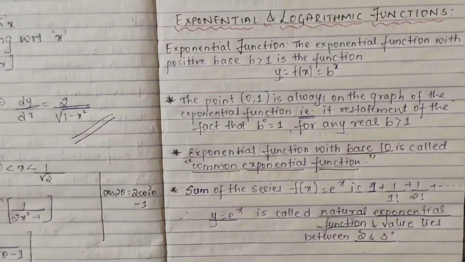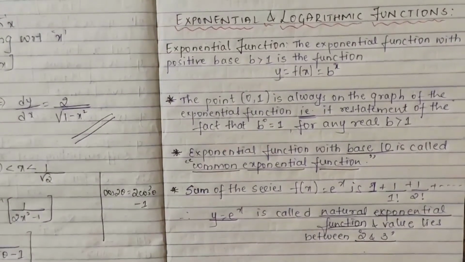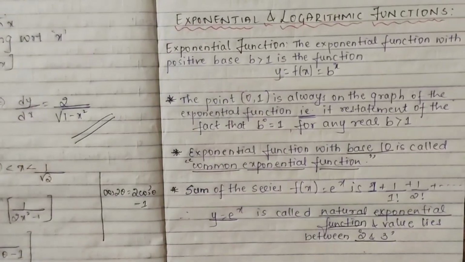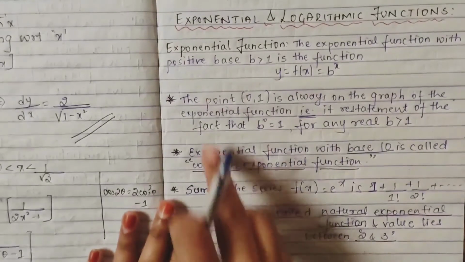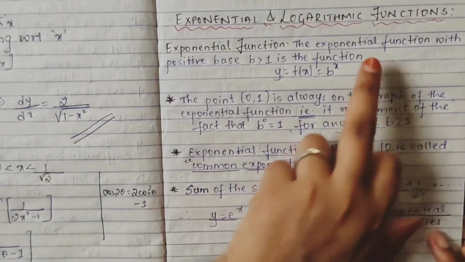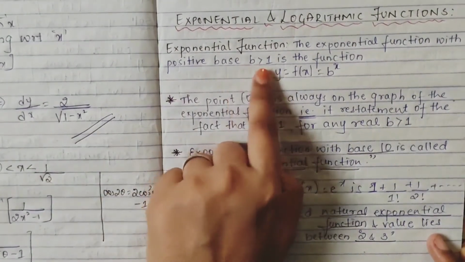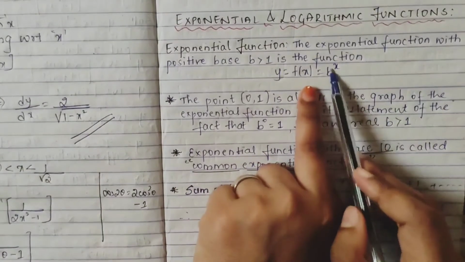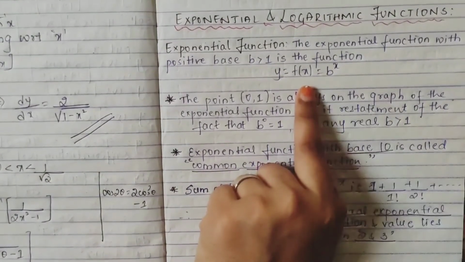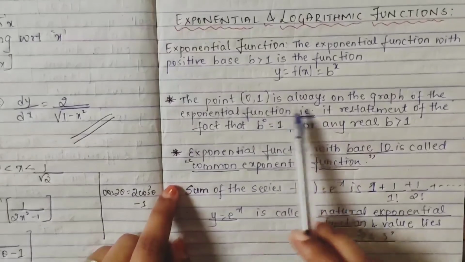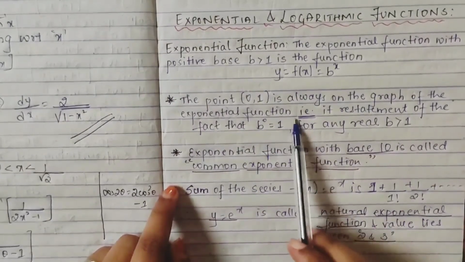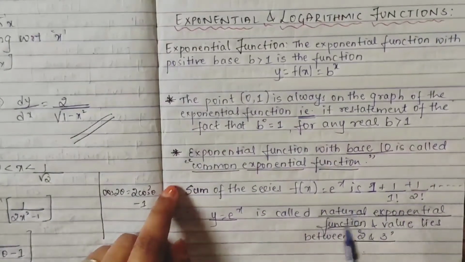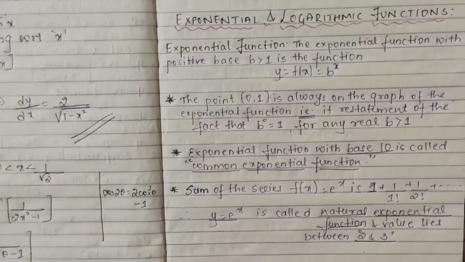So that's the basics, you should know the exponential. In your exponential function, the values go on increasing; whatever values you put, the graph goes on increasing. Write down the exponential function: it has a positive base b greater than 1, that is y equals f of x. The base b should always be greater than 1. Next, the point (0, 1) is always on the graph of the exponential function.